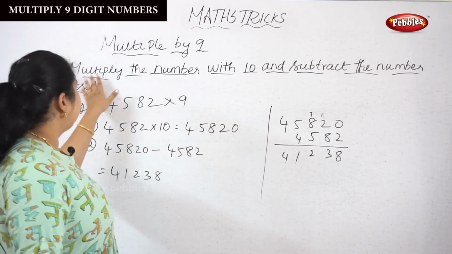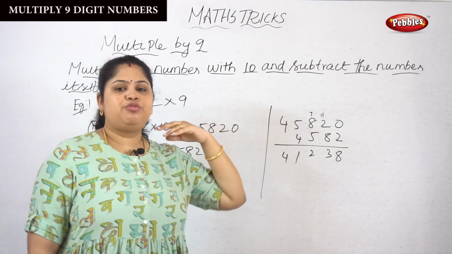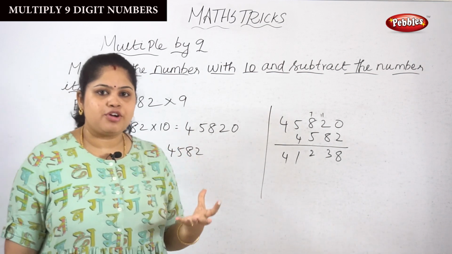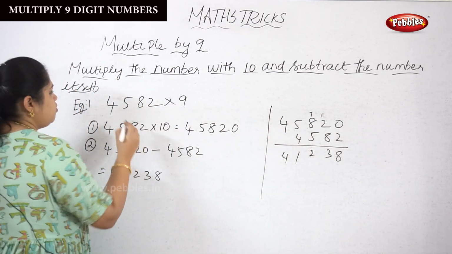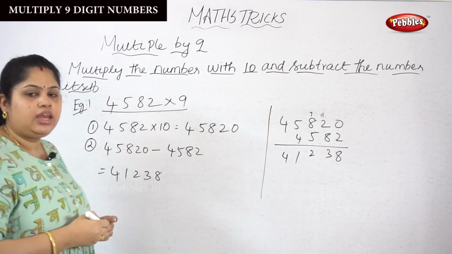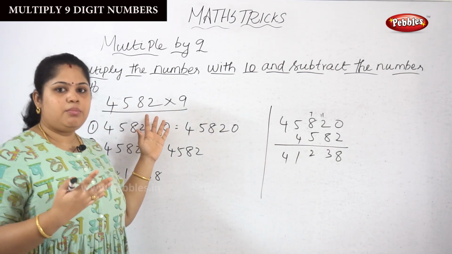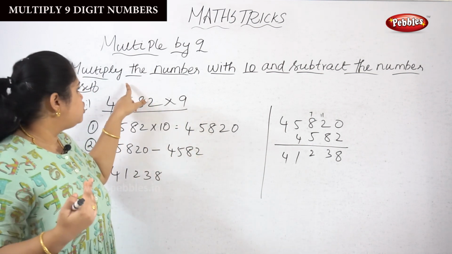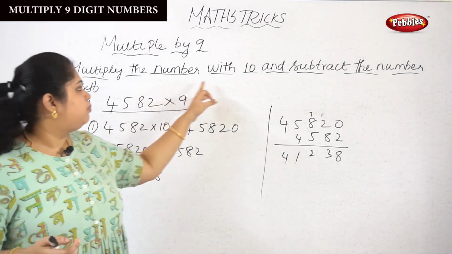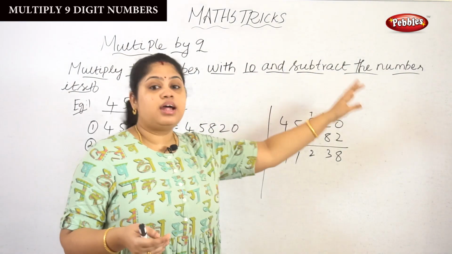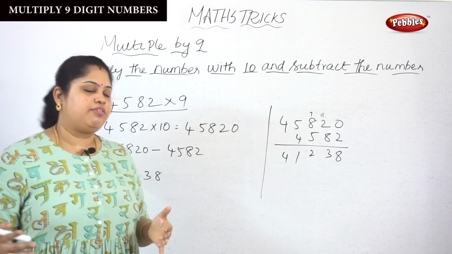Multiply the given number by 10. If a number should be multiplied by 9, we'll see what the procedure is. Any given number to be multiplied by 9: multiply the given number by 10, and subtract the number itself. What does it mean to subtract the number itself? I will tell you, don't worry.